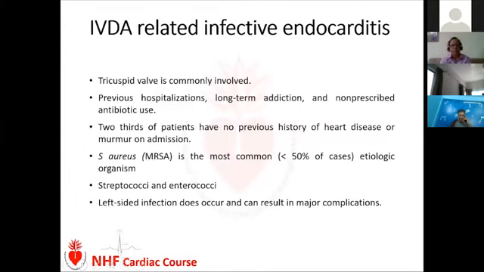Intravenous drug abuser-related infective endocarditis. In this variety, tricuspid valve is commonly involved. Patient usually has history of previous hospitalization, long-term addiction, and non-prescribed antibiotic use. Most of them do not have any past history of heart disease or murmur on admission.